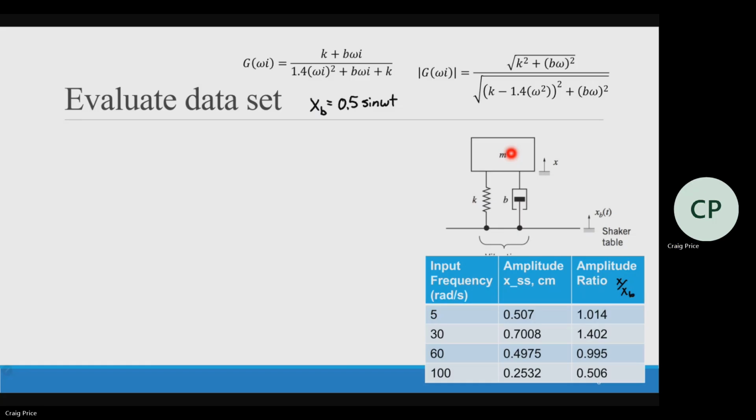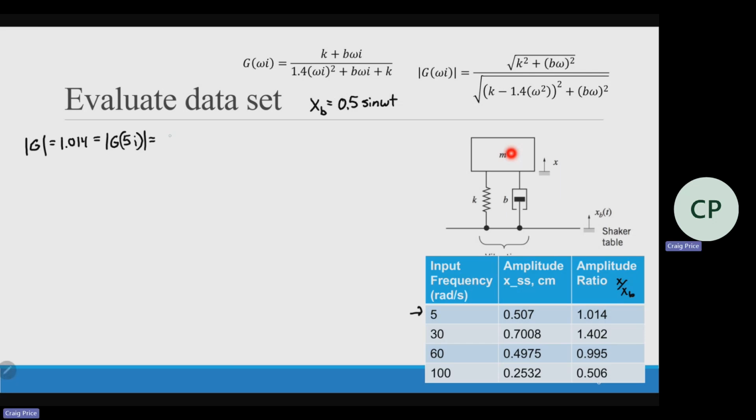So let's look at the first one. I have a frequency of 5, and then my amplitude ratio is 1.014. So the magnitude or amplitude ratio is equal to 1.014. This is equal to what's here up at the top. This is our magnitude at 5i. So we have a frequency of 5.